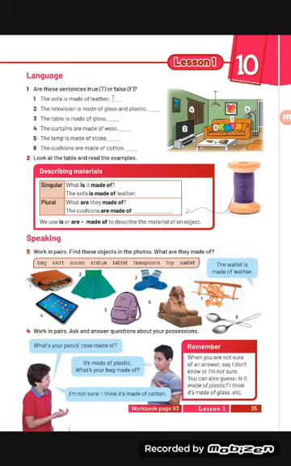Number 8, what are these? Excellent, they are teaspoons. What are teaspoons made of? Yes, they are made of metal.